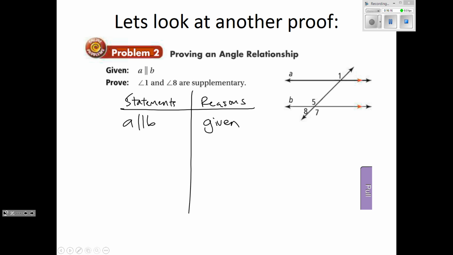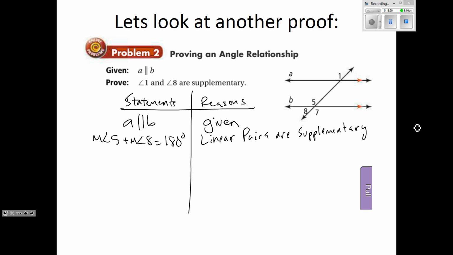So what I would say instead, okay, is probably I would start with this. The measure of angle 5 plus the measure of angle 8 is equal to 180. Okay, what would be my reason for saying that? They are supplementary. Why do we know they're supplementary? They are a linear pair, right? So linear pair are supplementary. Okay.